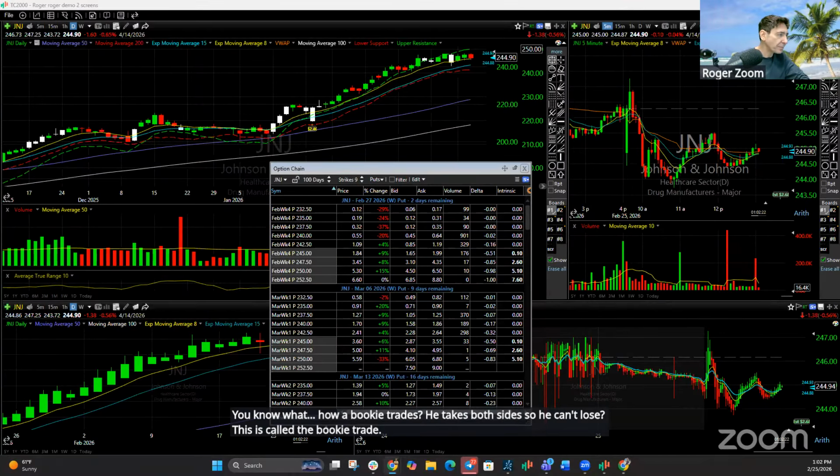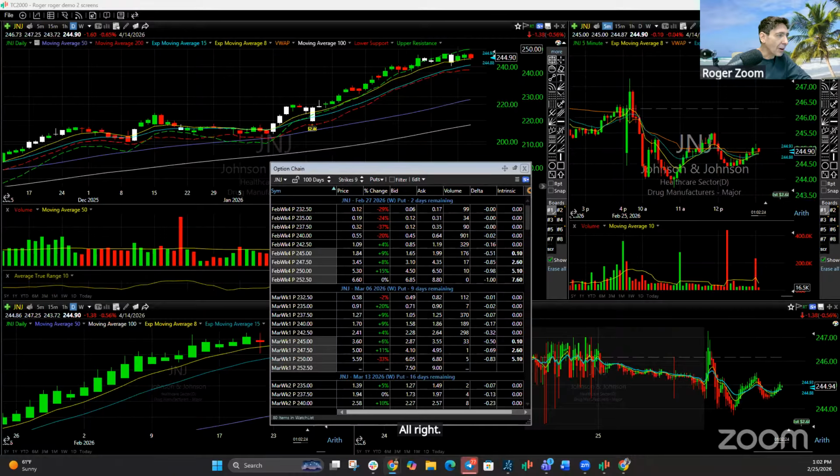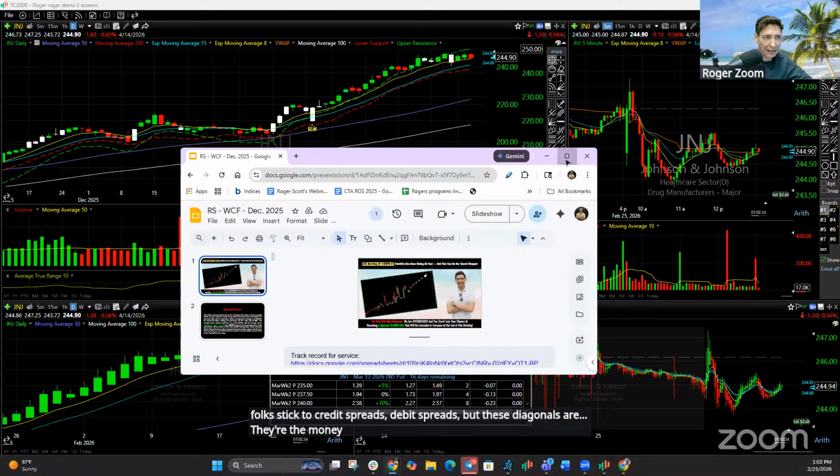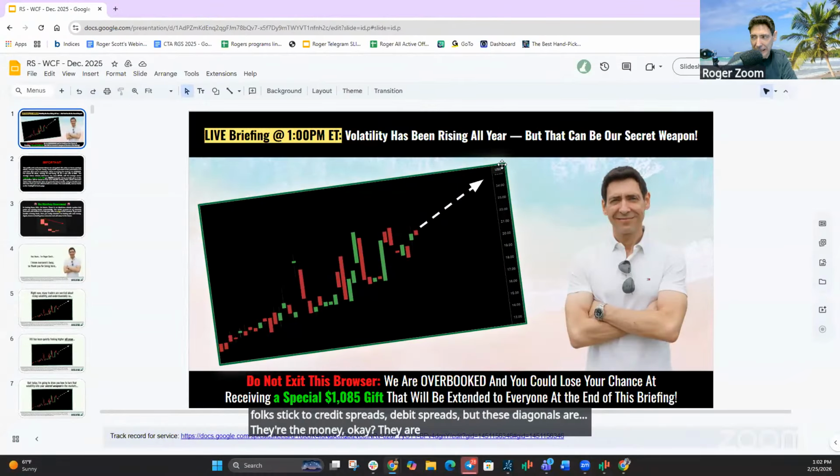All right. There are not a lot of folks doing these diagonals because most folks stick to credit spreads, debit spreads, but these diagonals, they're the money, okay? They are the money.